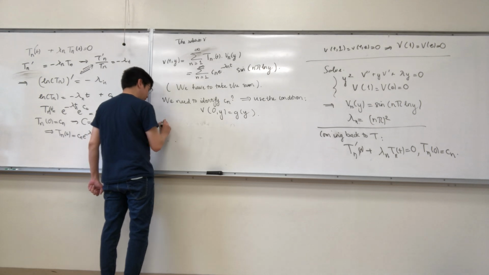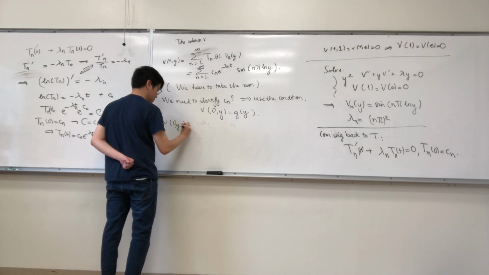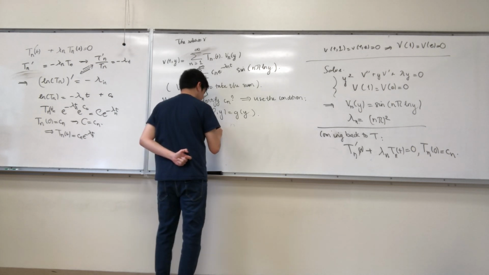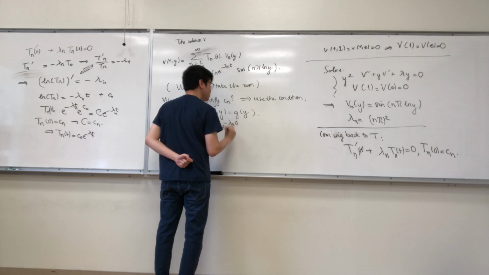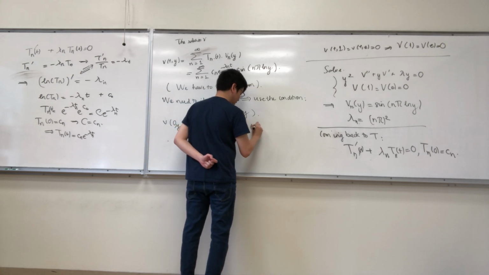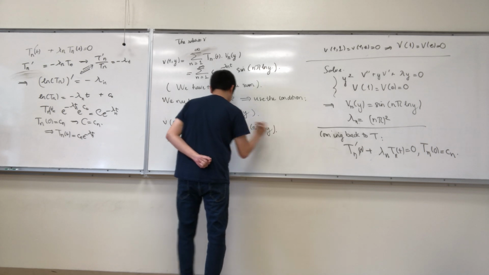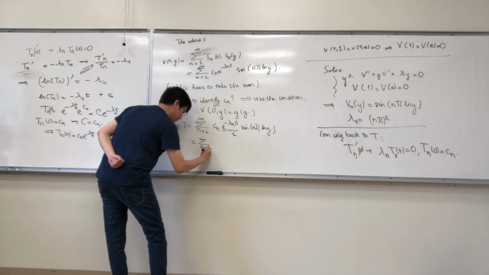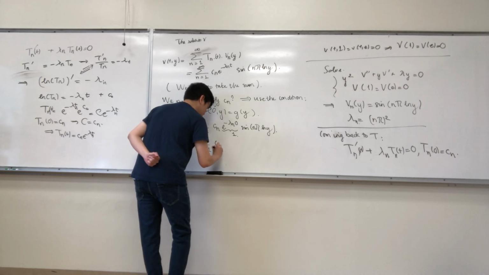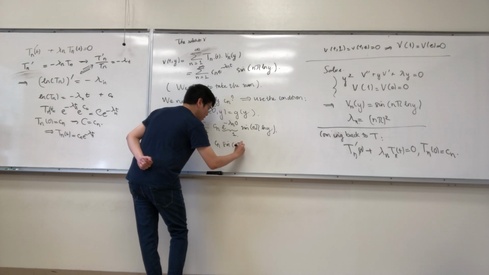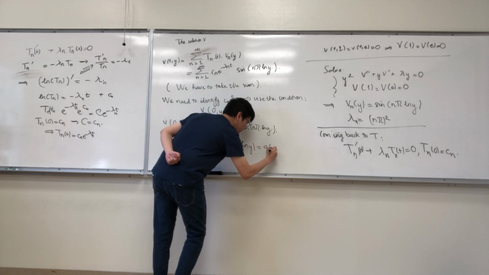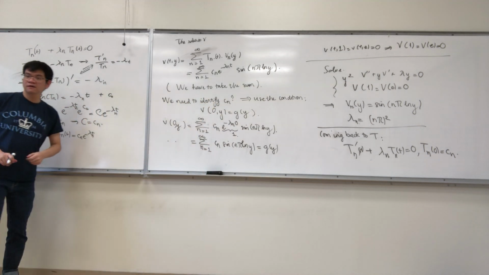So v of 0, y will be the sum when n is going from 1 to infinity of Cn e to the power minus lambda n times 0, sine of n pi y. So this is 1. So this is going to be the sum when n is going from 1 to infinity of Cn sine of n pi y. And this is g of y. All right?